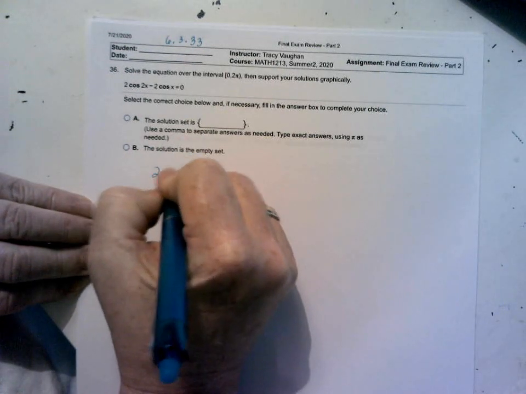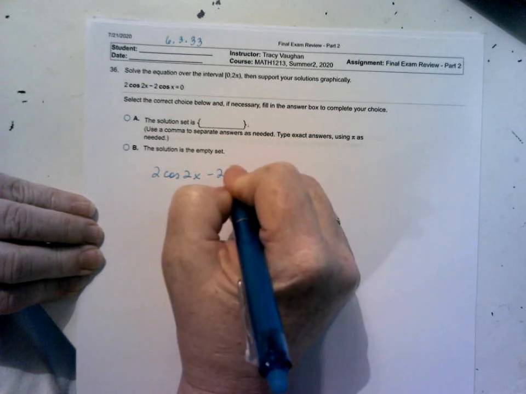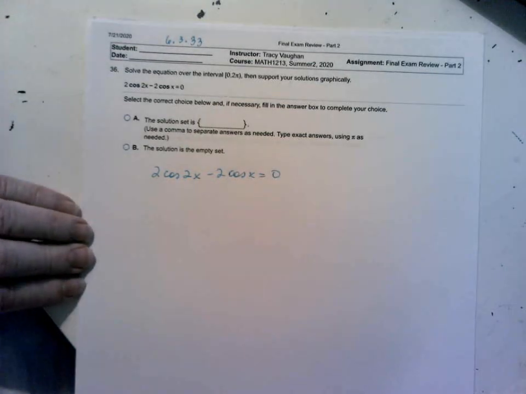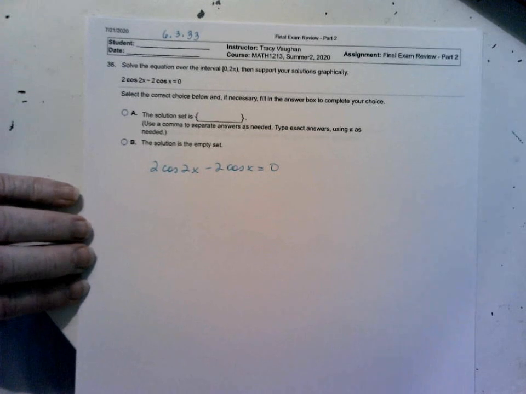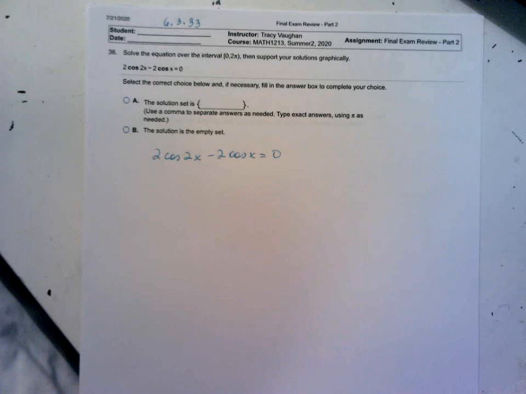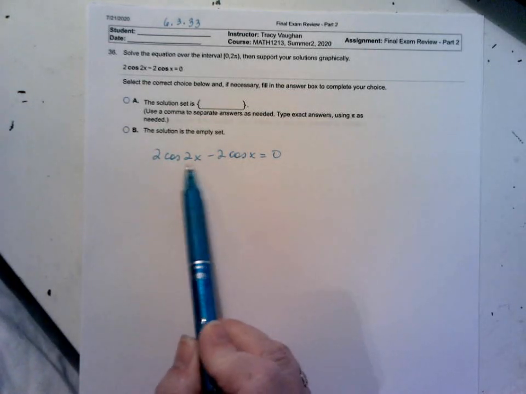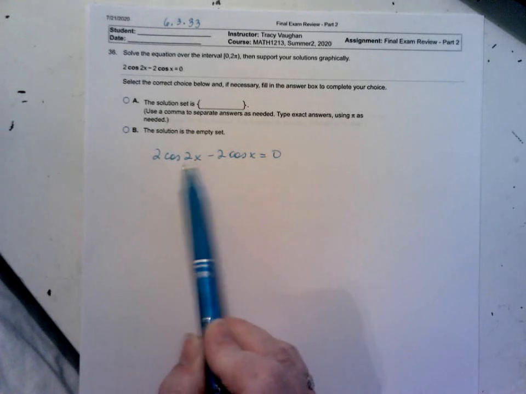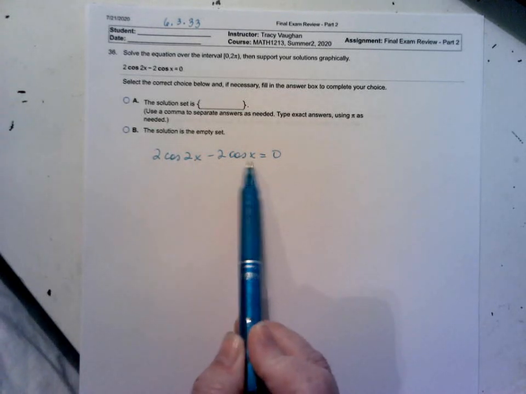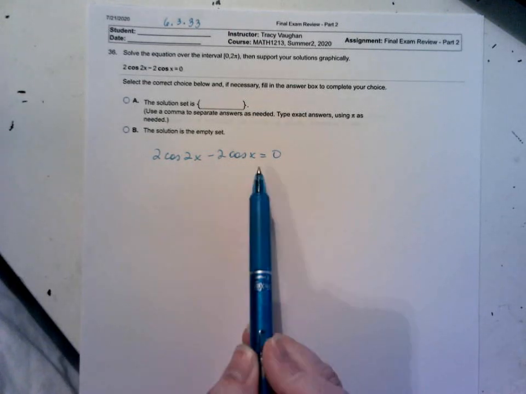So now we want to solve the equation 2 cosine 2x minus 2 cosine x is equal to 0. When we're solving trig equations, we do want to have, if possible, the same trig function all the way across, if we can't factor it or anything like that. We do have cosines, which is good, but the problem is the arguments are different. So we have a cosine 2x here and a cosine x here. So that doesn't really work very well.